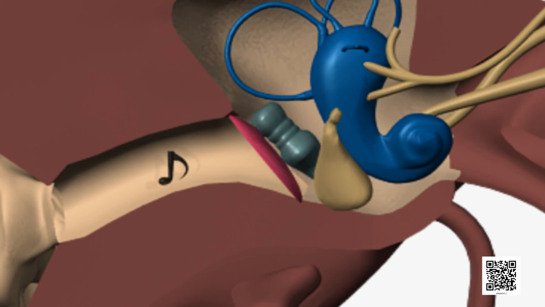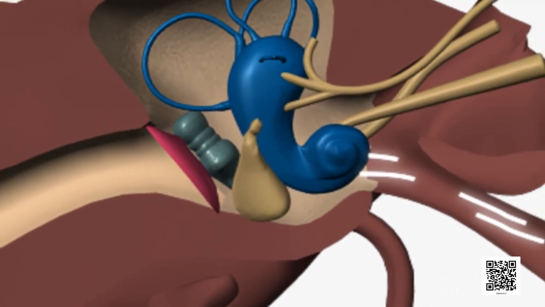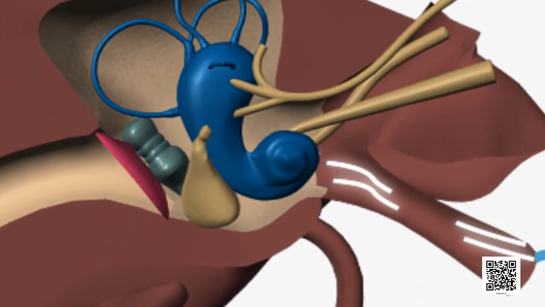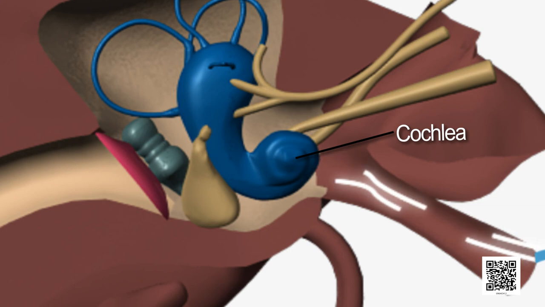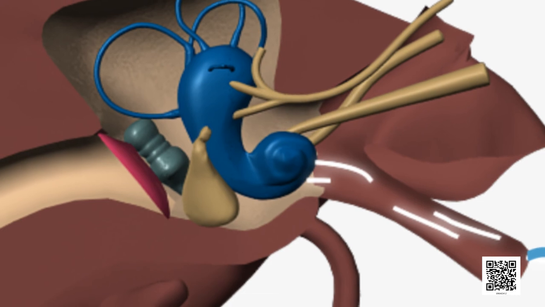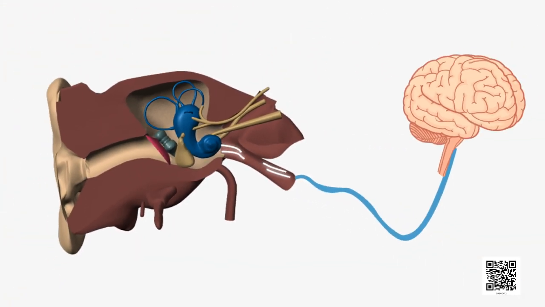The middle ear transmits the amplified pressure variations received from the sound wave to the inner ear. In the inner ear, the pressure variations are turned into electrical signals by the cochlea. These electrical signals are sent to the brain via the auditory nerve, and the brain interprets them as sound.